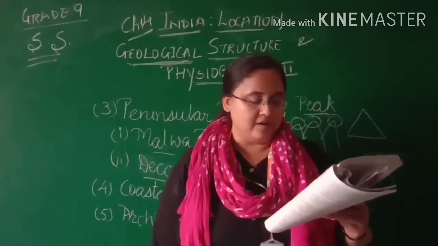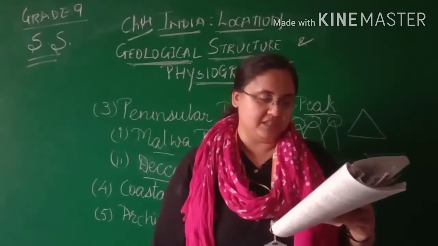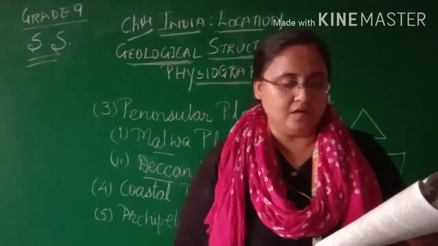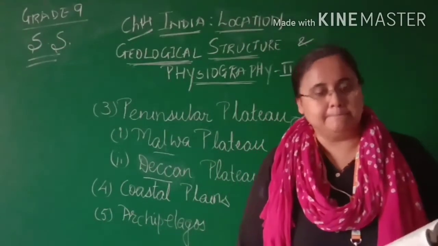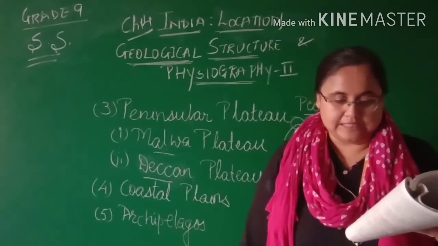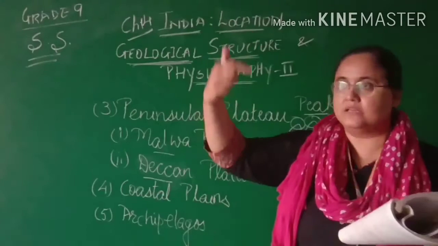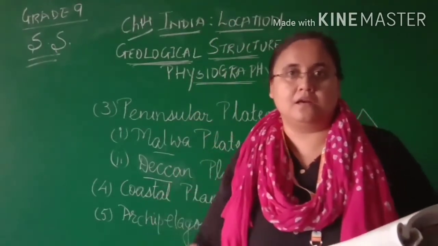Besides this, rivers Luni and Banas also originate in the Aravalli ranges in the northeast. These rivers vanish. Vanish means what? It is getting over or getting completed. They vanish in the Rann of Kutch. That means when it begins, it starts from the northern part, it moves and it gets mixed in the Rann of Kutch.